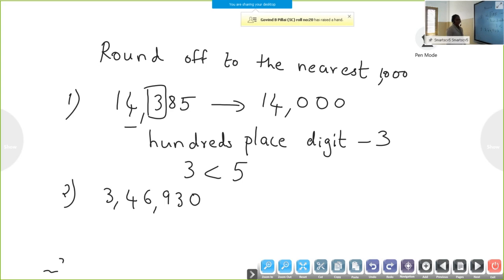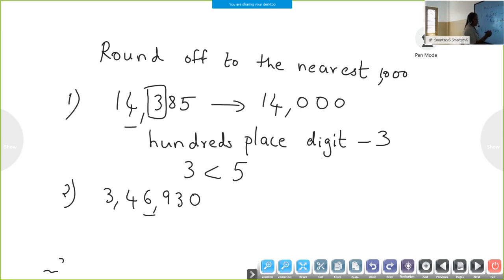Okay, this is the one. So let me explain 2-3 questions. After that we will move to the interaction. So this is the question. We need to round off to the nearest 1000. So what's the first step? We have to underline the thousands place.